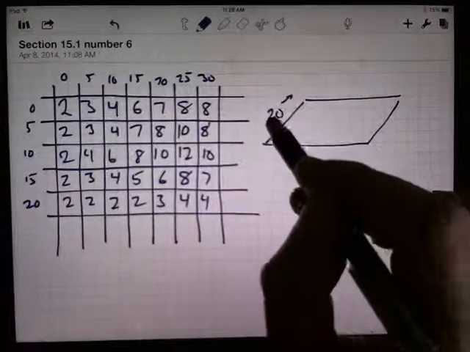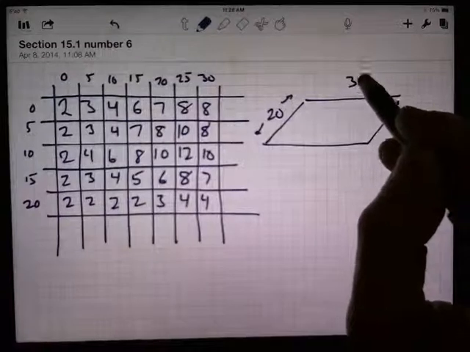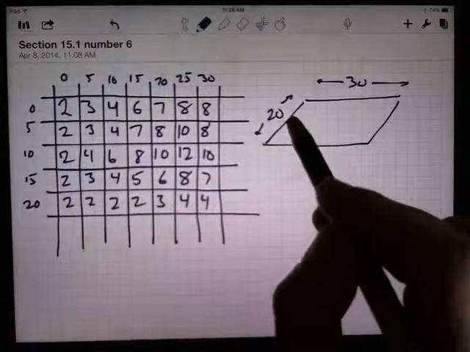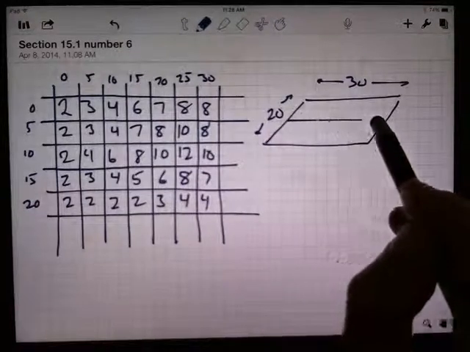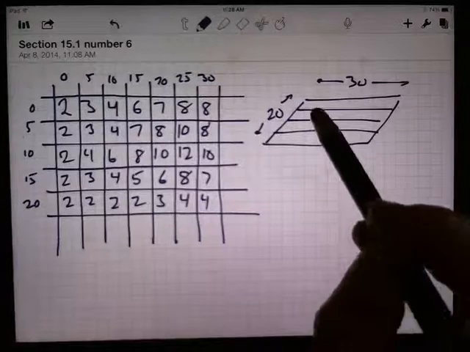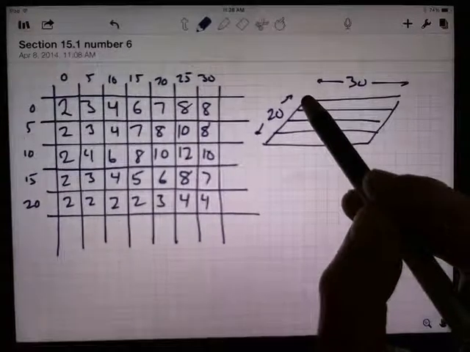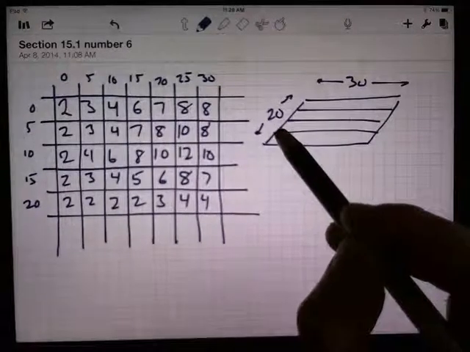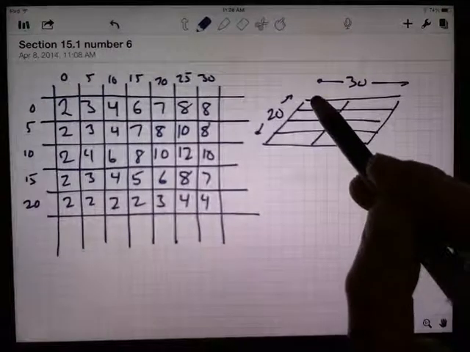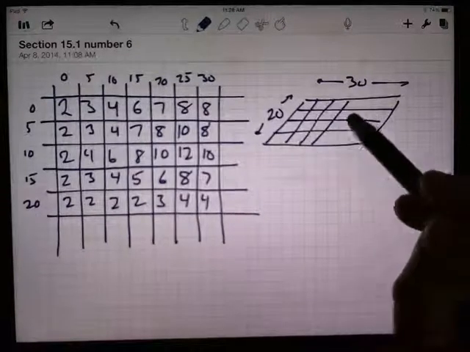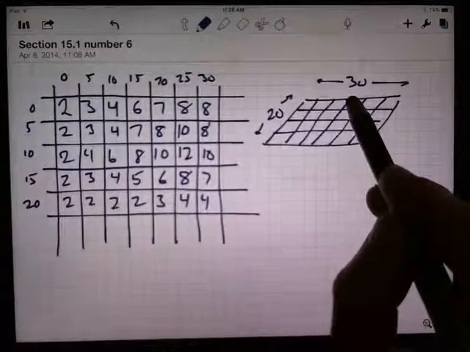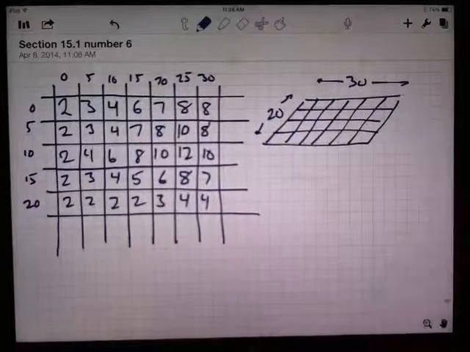They've taken this thing, which is 20 feet going this way by 30 feet going this way, and subdividing it. In this direction, it looks like they chopped it into 4 equal pieces. They're measuring at 0, 5, 10, 15, and 20. And likewise, going this way, they have it cut 6 ways. So at 0, 5, 10, 15, 20, 25, and 30.